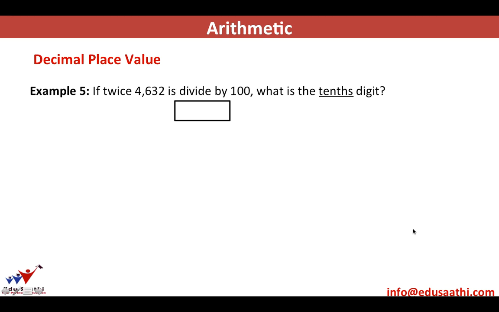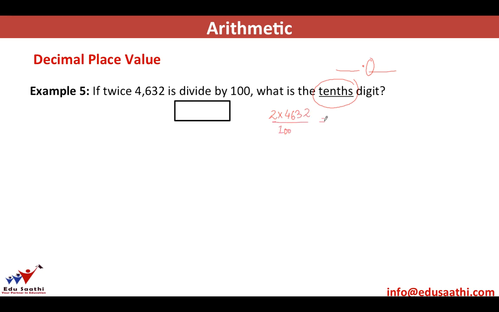Let's look at a question related to decimal place value. If twice 4632 is divided by 100, what is the tenths digit? Now the question is not asking for tenths, it is asking for the tenths digit. That means if the answer comes out to be this dot this, it will be this digit, that will be my answer. So twice of 4632 is divided by 100.